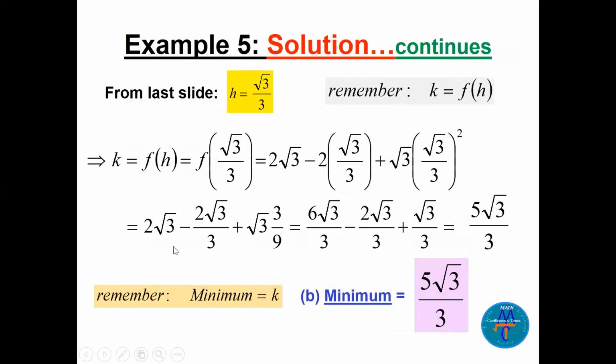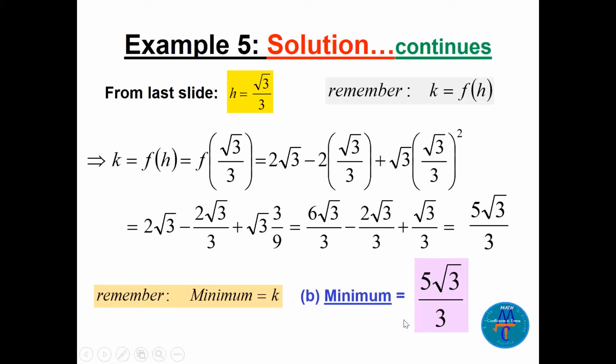Now to find the minimum, remember the minimum is the k itself. So I have to take h, square root of 3 over 3, and put it in the function f of x. So it will be 2 square root of 3 minus 2, this is x plus 3, this is x squared. So when you simplify all this, please try to do it yourself. You should get 5 square root of 3 over 3. Easy numbers, addition and LCD. So the minimum is this, 5 square root of 3 over 3.